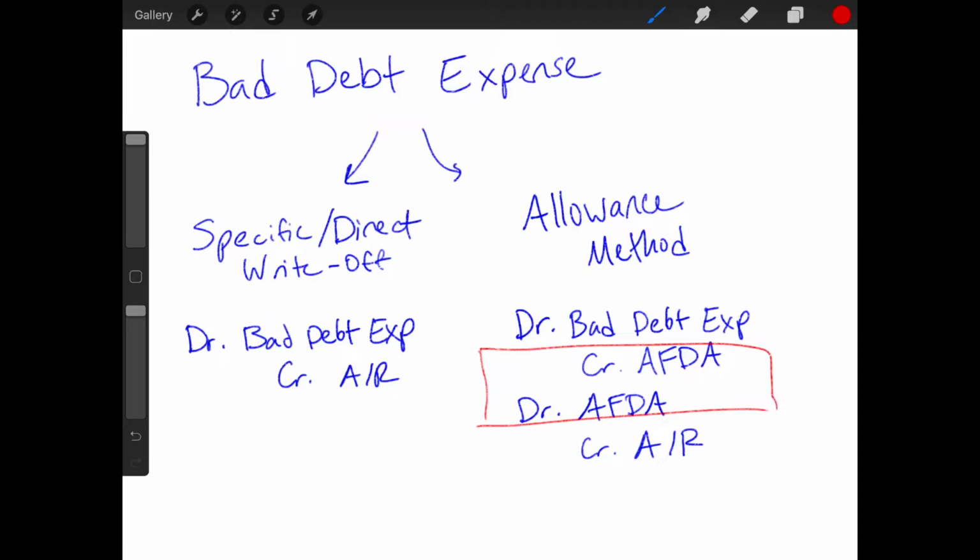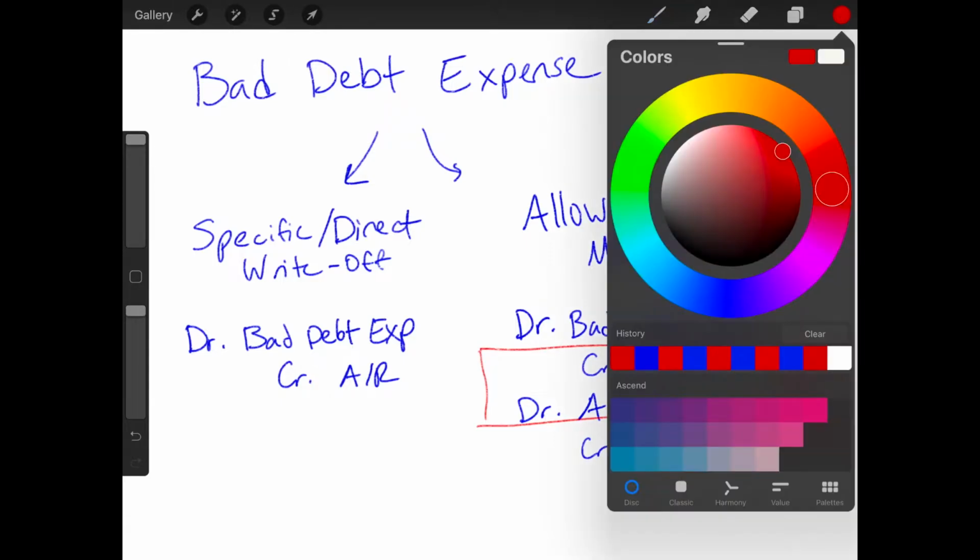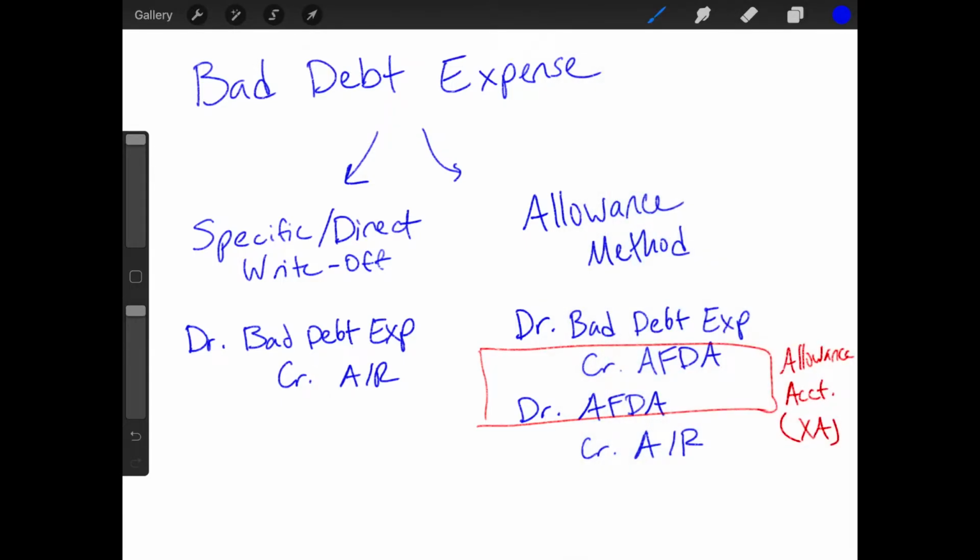So with this allowance method, we have this account called AFDA, which just means allowance for doubtful accounts. It's an allowance account, and it is a contra asset. And the great thing about this allowance method is that it conforms to the matching principle of accounting. What that means is in those periods in which you're recognizing revenue, you're better matching the expense related to those revenues, which is great. And so this conforms to GAAP.